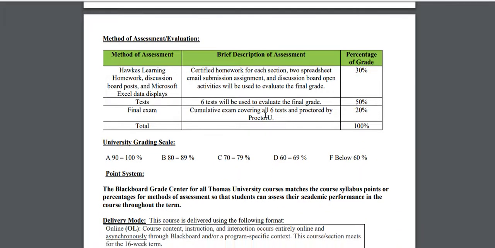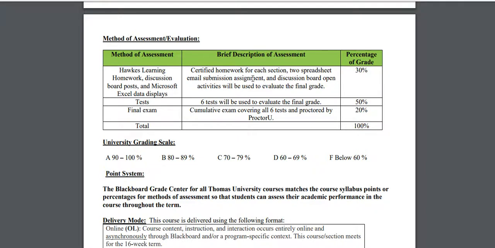So how's this class going to break down? So Hawks Learning, we have homework assignments that we're going to take care of inside of there, and we'll look more closely at this, but it's the certified homework that counts for a grade, and it'll make more sense what I'm saying later on. You have practice and you have certified, and we'll take a look real briefly here shortly in just a moment.